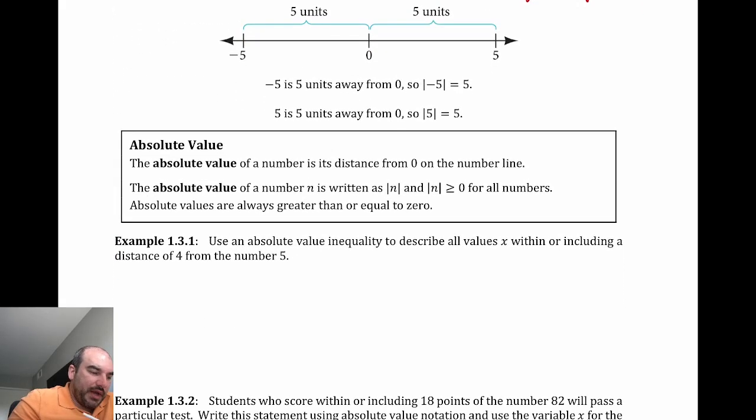So the absolute value of a number is its distance from 0 on the number line. We write it as vertical bars around a number, and it is always a positive value for all numbers.